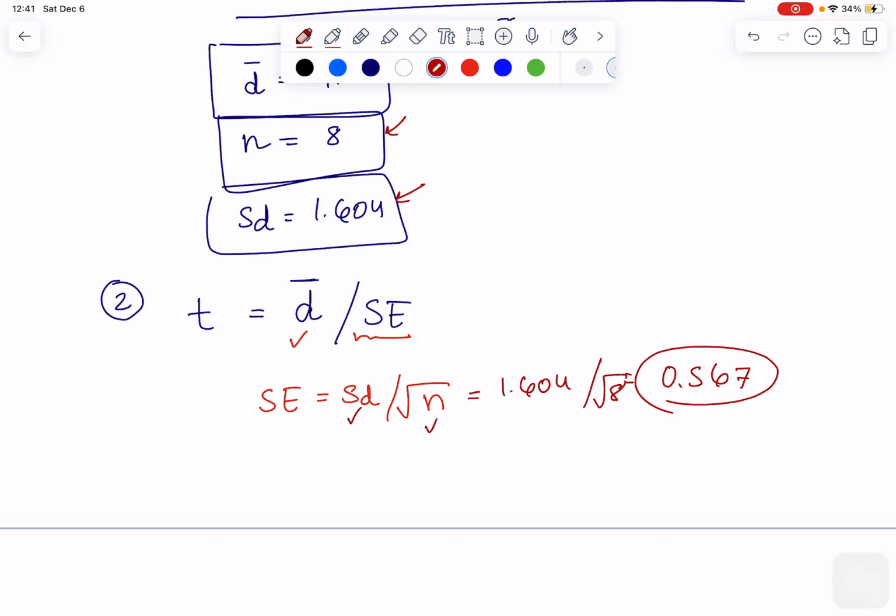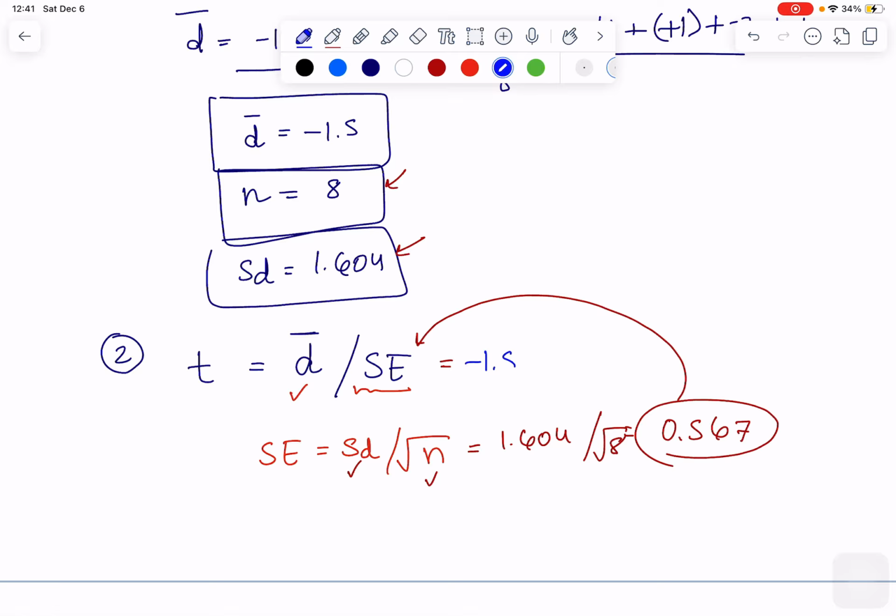Plug it back over here, so it's the mean d, which is -1.5, divided by 0.567. The t-test equals 2.646. This is the value you got. Now you leave all of this aside.